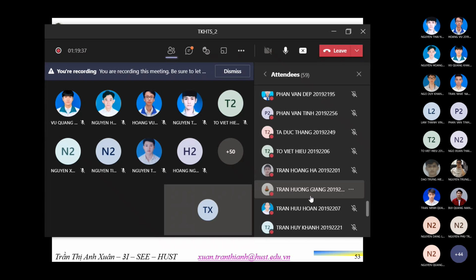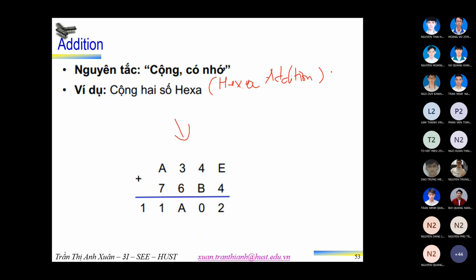Okay. So, Trần Hương Giang, how did you complete this example, this exercise?